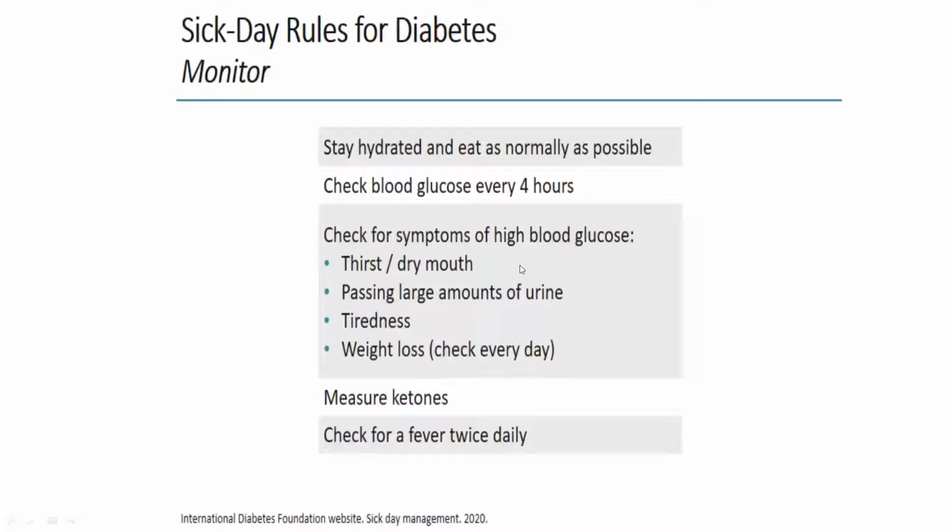So what are the sick day rules? This is general advice for patients who have diabetes, especially type 1 diabetes. Stay hydrated, eat normally, check your blood sugars regularly, check for symptoms of high blood glucose, for example, dry mouth, thirst, passing large amounts of urine, especially in the night, tiredness, weight loss, and monitor ketones. If you're unwell, check your ketones because you could develop ketones and not know, and DKA can develop rapidly in some cases. There's also advice to check your fever twice a day. This is quite old guidance, and I'm not sure I agree with all of that. But if you are unwell, check your fever regularly.